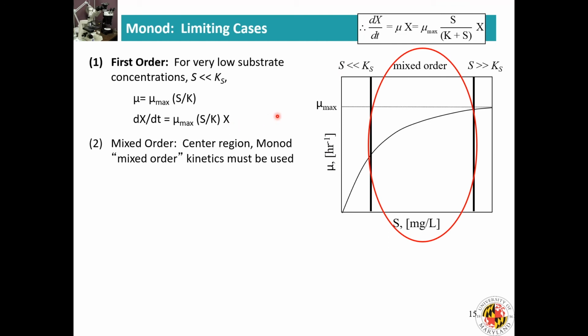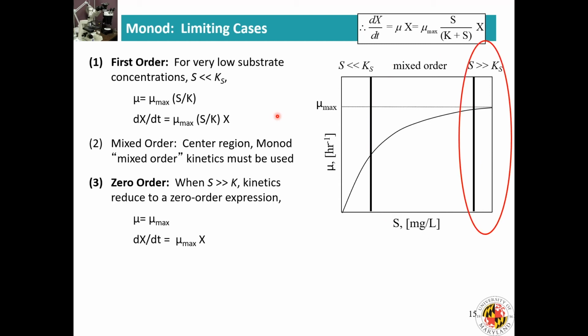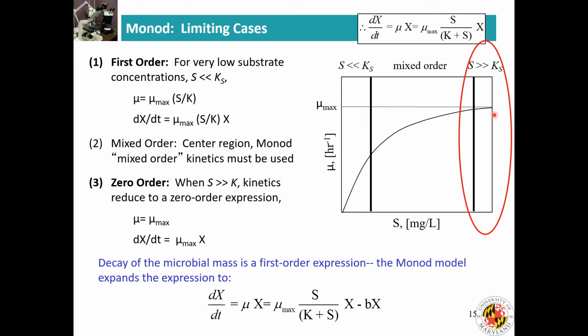In the midsection, our Ks value and the substrate concentration are comparable, so we need to use the kinetics and this equation to find the dx over dt. In the last section, the substrate concentration is significantly higher than the Ks value, so we can assume that this is 0 and this term becomes 1. And you can see that we have reached the plateau here, so mu equals mu max, and this whole thing becomes a zero order reaction and becomes much simpler to use.